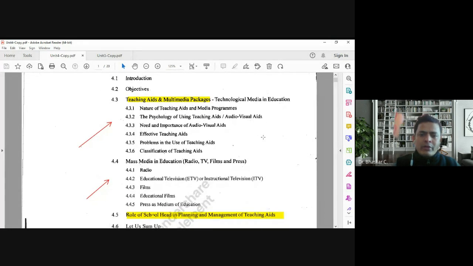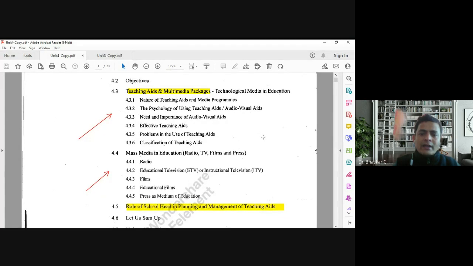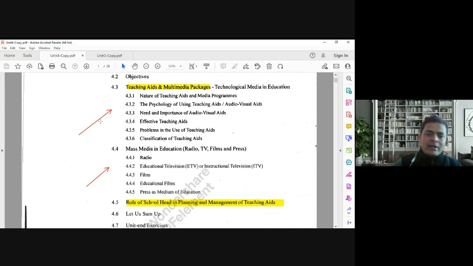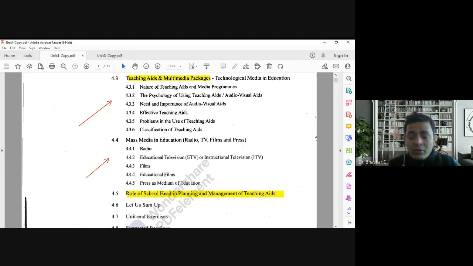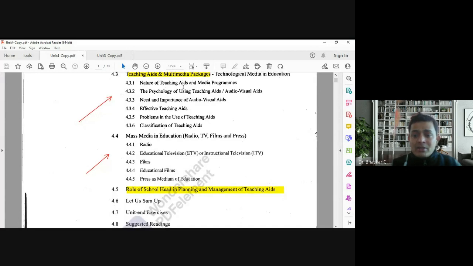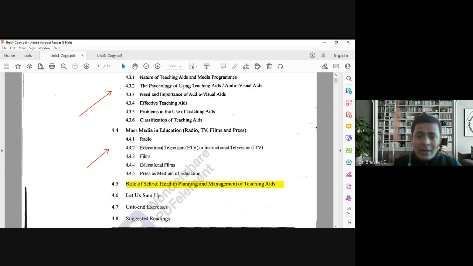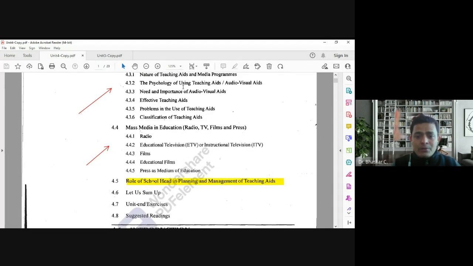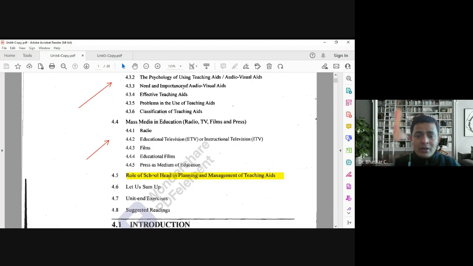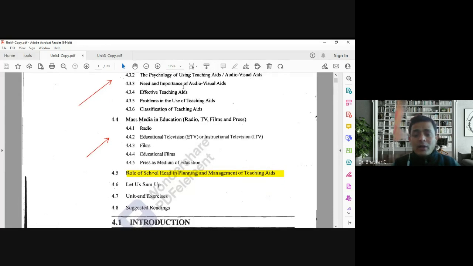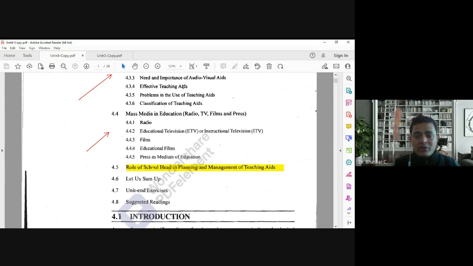We will have a brief introduction of this unit. Then we will talk about objectives, and then, as you can see highlighted here in red and yellow, the teaching aids and the multimedia packages. We will talk about what the teaching aids and media programs are, the psychology behind these programs, the need and importance of these audiovisual aids, what the effective teaching aids are, what the problems are when we are using these teaching aids, and what their classification is.